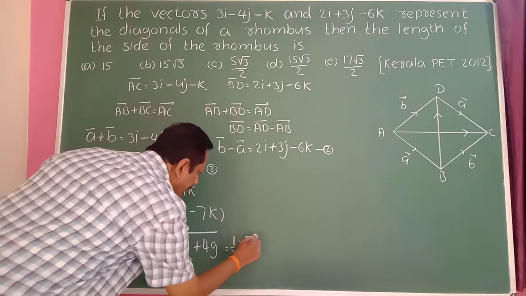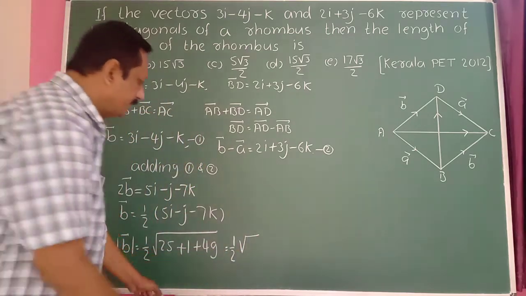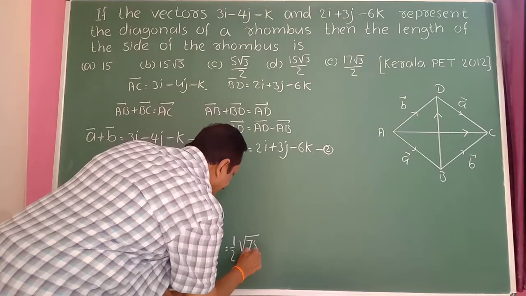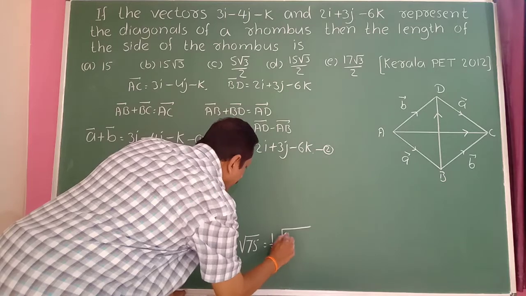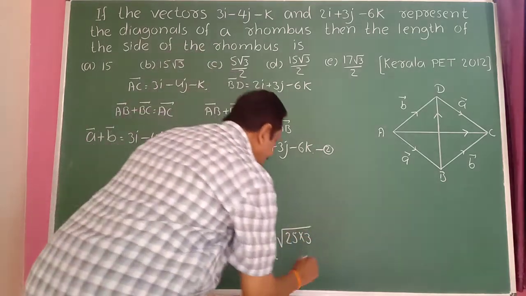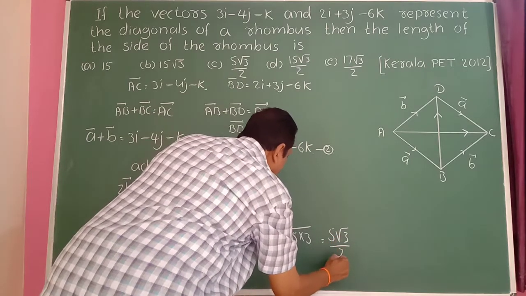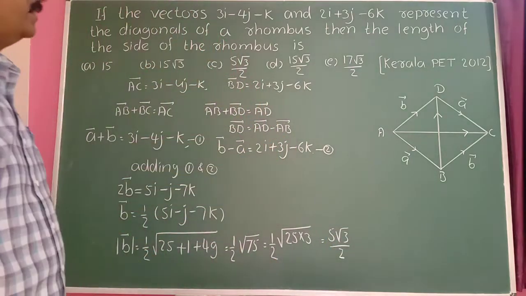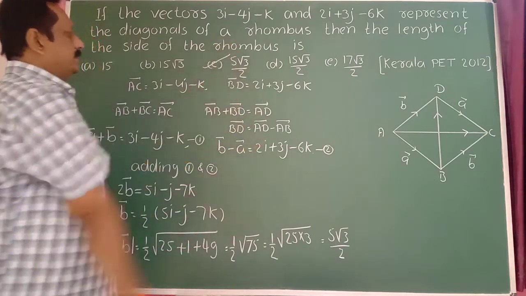Therefore this is equal to 1 upon 2 into root of 49 plus 1, 50, plus 25, 75, root of 75. So 1 upon 2 into root of 25 into 3. Therefore 5 root 3 divided by 2. So the length of each side is 5 root 3 divided by 2. So C is the answer.